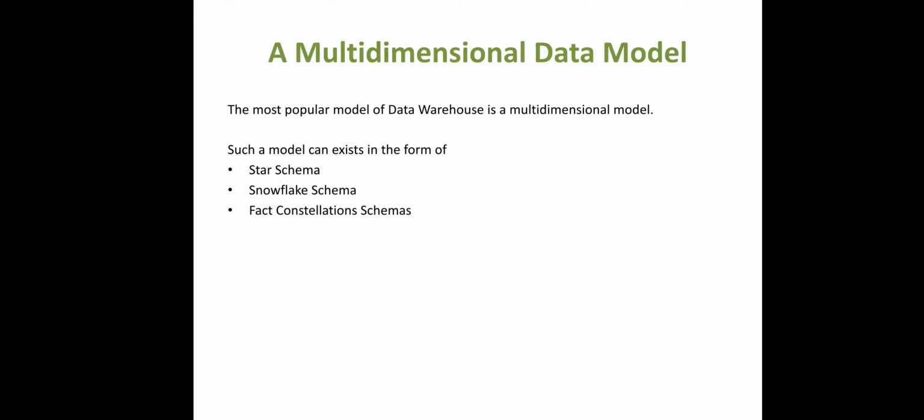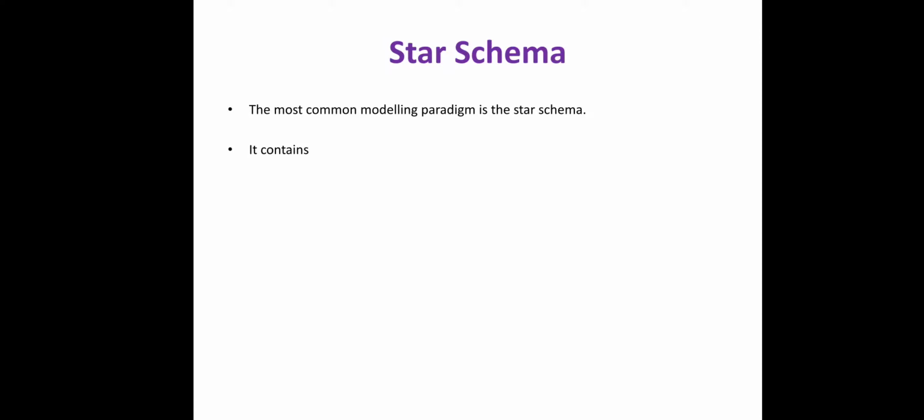Then moving toward the next topic, that is, the different multidimensional data models we have. The names are the star schema model, the snowflake schema model, and the fact constellation schema. Let us see them one by one, starting with the star schema model.